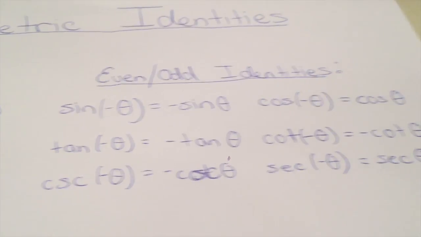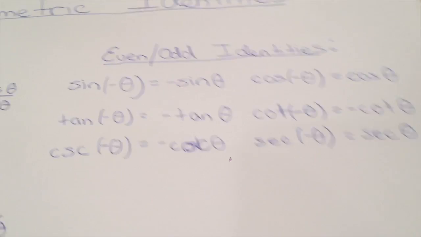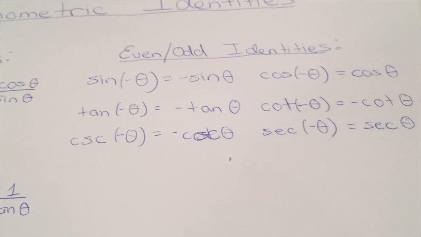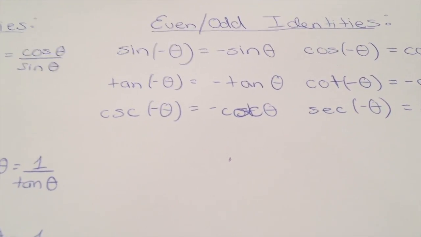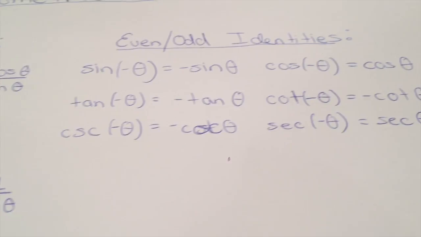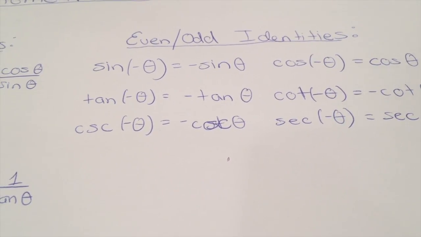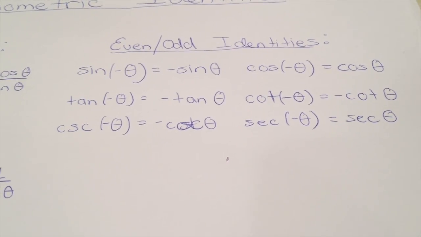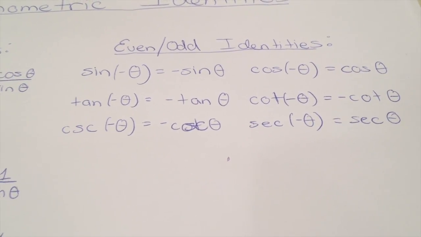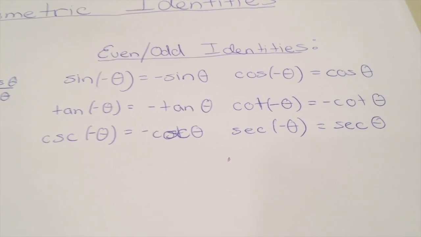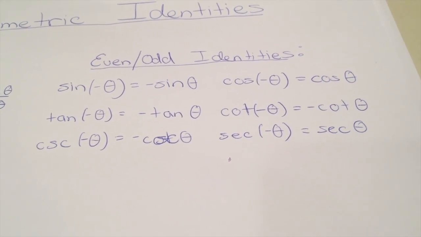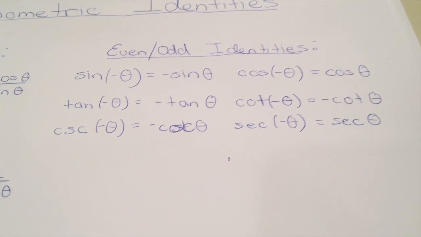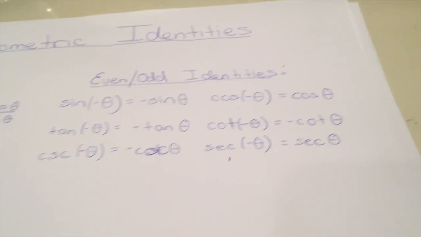Lastly, we have our even/odd identities, which are sine negative theta equals negative sine theta, tan negative theta equals negative tan theta, cosecant negative theta equals negative cosecant theta, cosine negative theta equals positive cosine theta, cotangent negative theta equals negative cotangent theta, and secant negative theta equals positive secant theta.